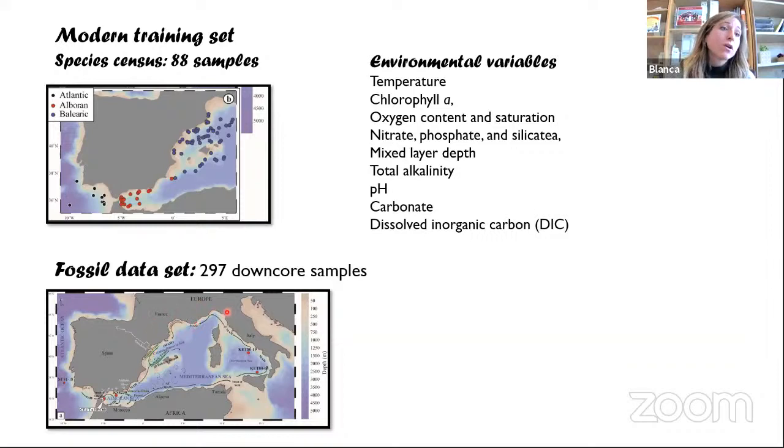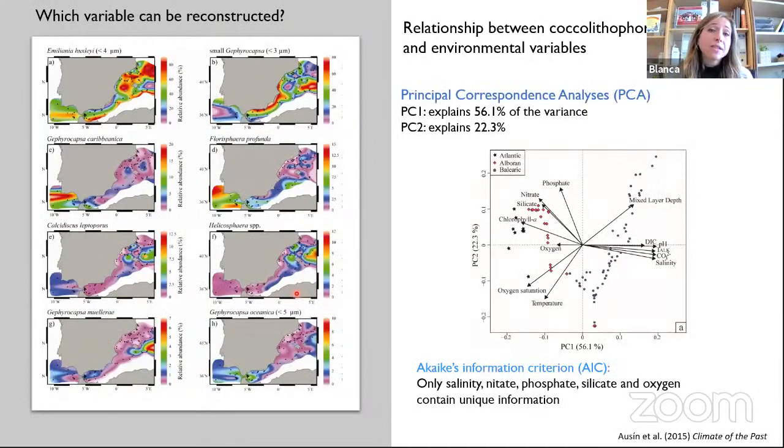We also use a fossil data set with over 300 downcore samples, to which we will apply the transfer function that we get with our calibration data. But first, we need to explore and calibrate the relationship between coccolithophores and the environment. And the question that arises here is, which variable can be reconstructed? For this, we apply a principal component analysis, including all the environmental variables that could explain coccolithophore distribution in the modern training set. You can see the results here.